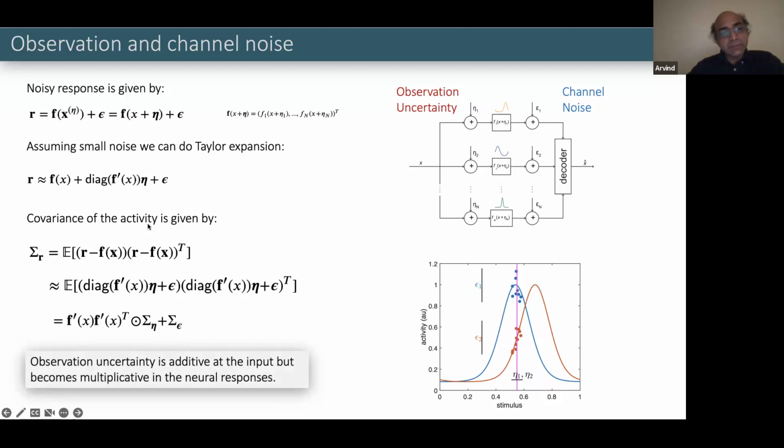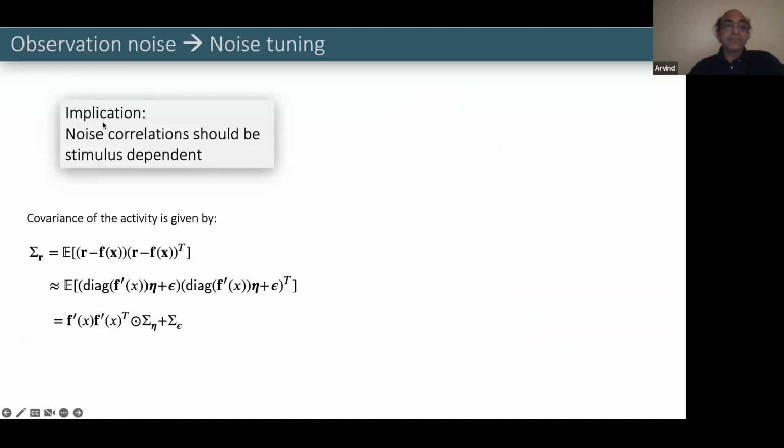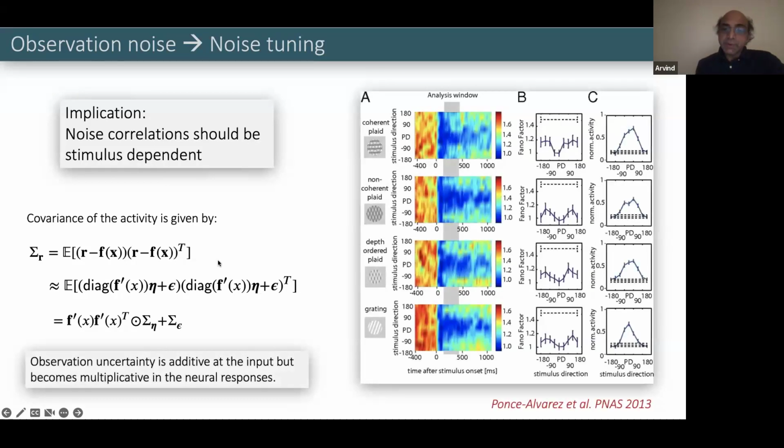But what was interesting in this simple calculation is that even though we add the noise as additive, so this noise coming from the sensor side is additive, it turns out that in the activity, it gets multiplied. So here we have the sigma of n, and now there's a multiplication here. So even though this noise is added, on the activity side, you will see it as a multiplication. And multiplication meaning that this observation uncertainty will also have some tuning, because of course it will vary according to the stimulus. So noise correlations that we observe should be stimulus dependent. And this is something that we already know from literature.